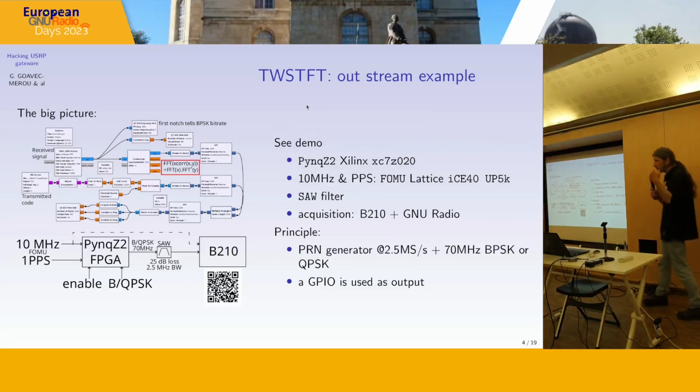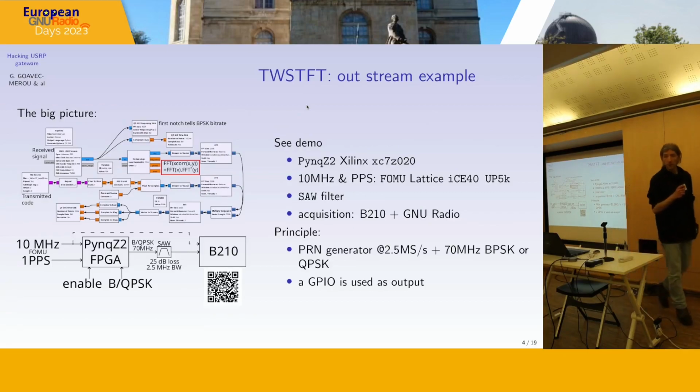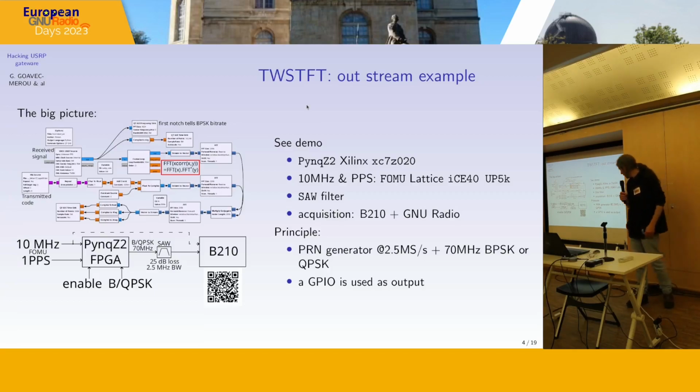The principle is to have a PRN generator at 2 mega samples per second. This rate is configurable at build time. The carrier frequency is 70 megahertz. This is fixed, and it's based on the internal PLL from the FPGA. And a GPIO is used as output. This is why there is a filter, to remove some frequencies and clean up the signal.